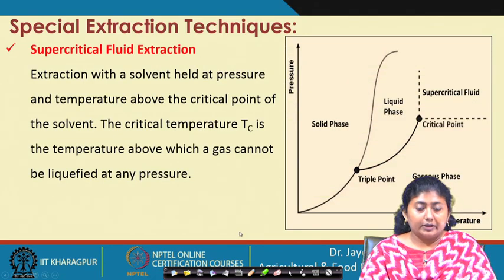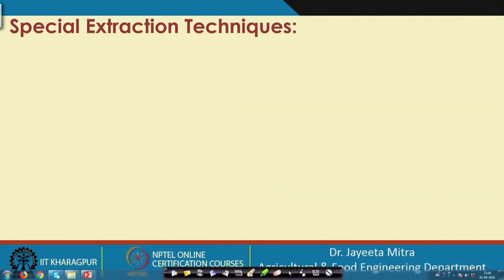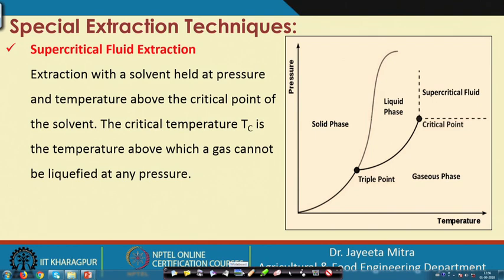Now, here what happens is extraction with a solvent held at a pressure and temperature above the critical point of the solvent, and the critical temperature Tc is the temperature above which a gas cannot be liquefied at any pressure. So, look into the phase diagram.